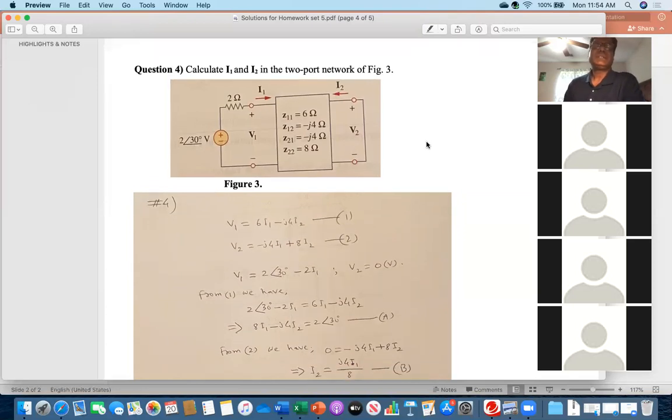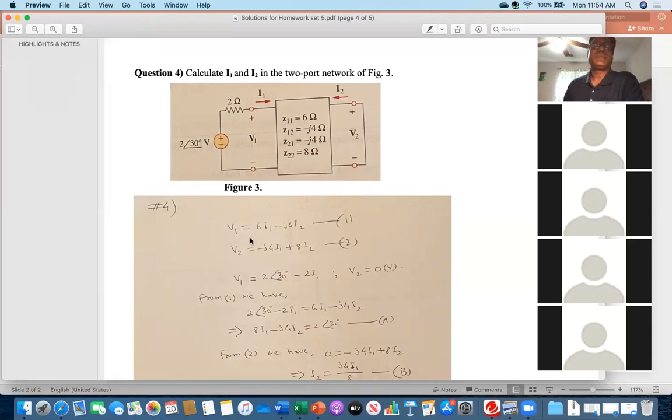Now, first write down the equations. V1 equal to G11 into I1. So here that G11 value is 6, I1, plus G12 into I2, but G12 is minus j4, so I2. That is one equation. And similarly, V2 equals G21 into I1. So G21 value minus j4 I1 plus G22 into I2. G22 value is 8. So these two are the basic equations.